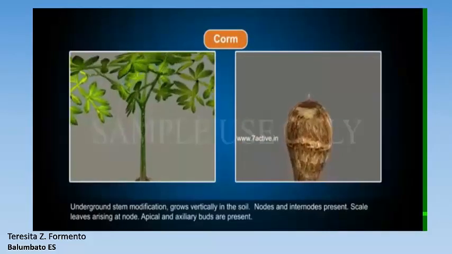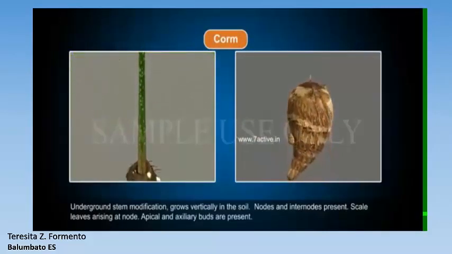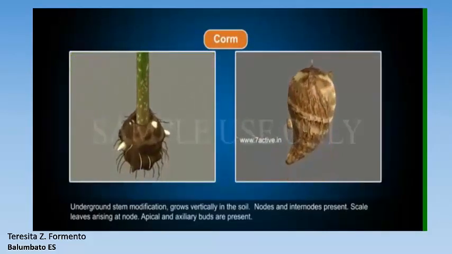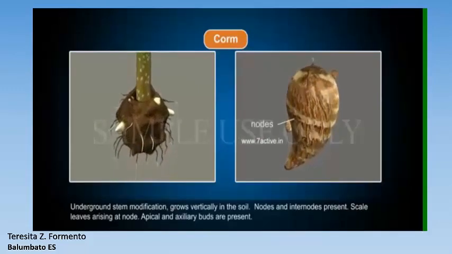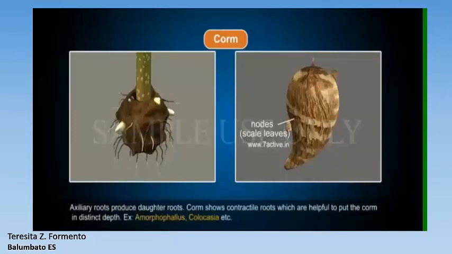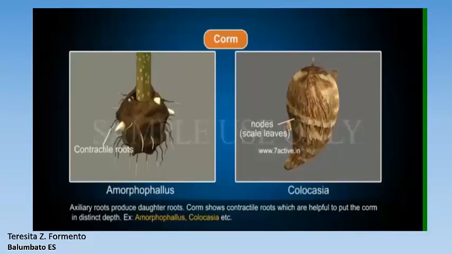Corm. An underground stem modification. It grows vertically in the soil. Nodes and internodes are present. Scale leaves arise at the node. Apical and axillary buds are present. Axillary buds produce daughter corms. Corm shows contractile roots, which are helpful to put the corm at a distinct depth. Examples: Amorphophallus, Colocasia, etc.